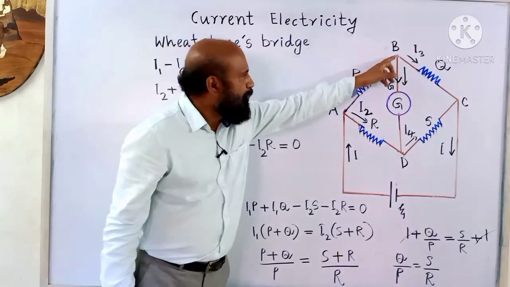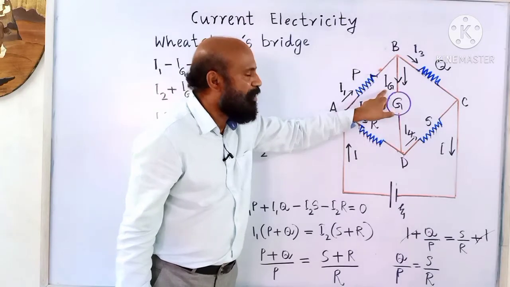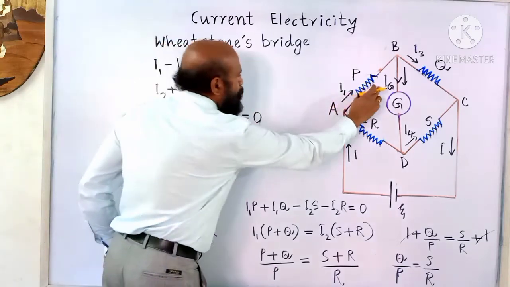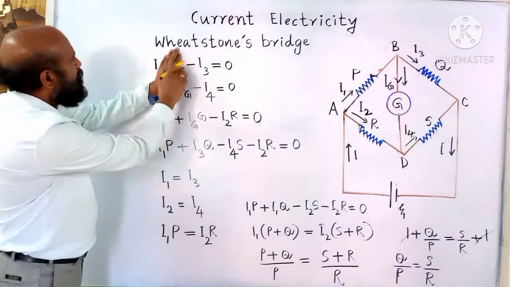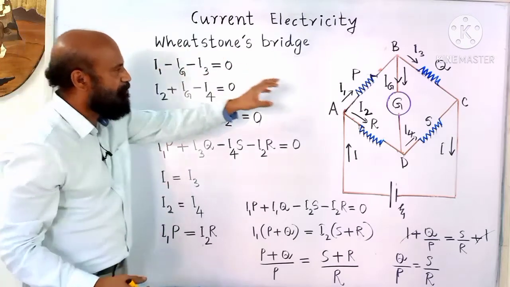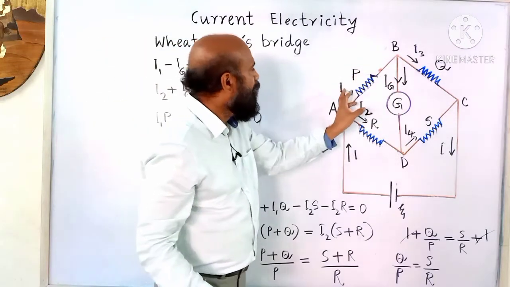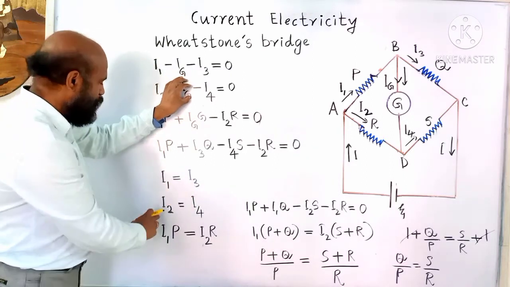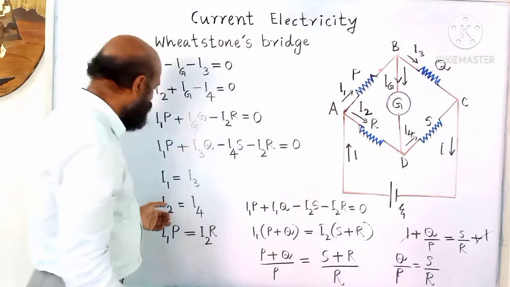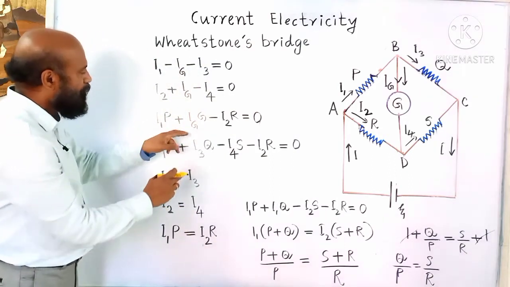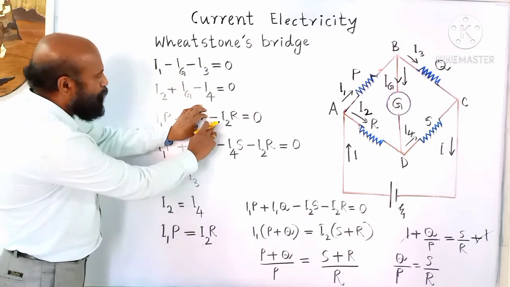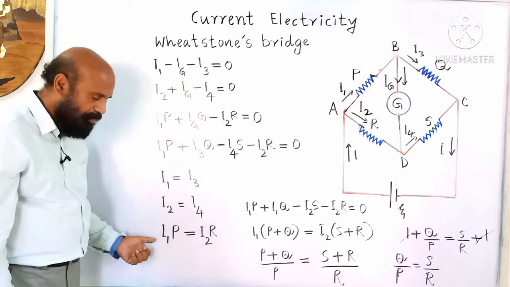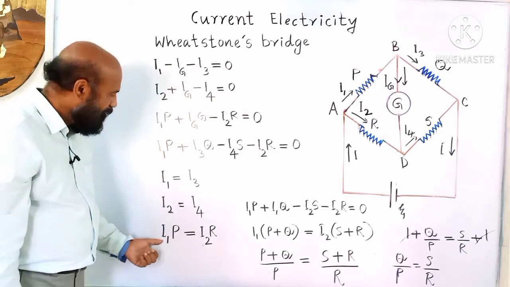Now when B and D are at the same potential, current to the galvanometer is 0, so Ig will be 0. When you put 0 here, I1 is equal to I3. When no current is flowing through the galvanometer, I1 will be the same as I3. In this you put Ig 0, so I2 is equal to I4. In this, when you put Ig 0, I1P is equal to I2R. So you got a relation containing only I1 and I2.